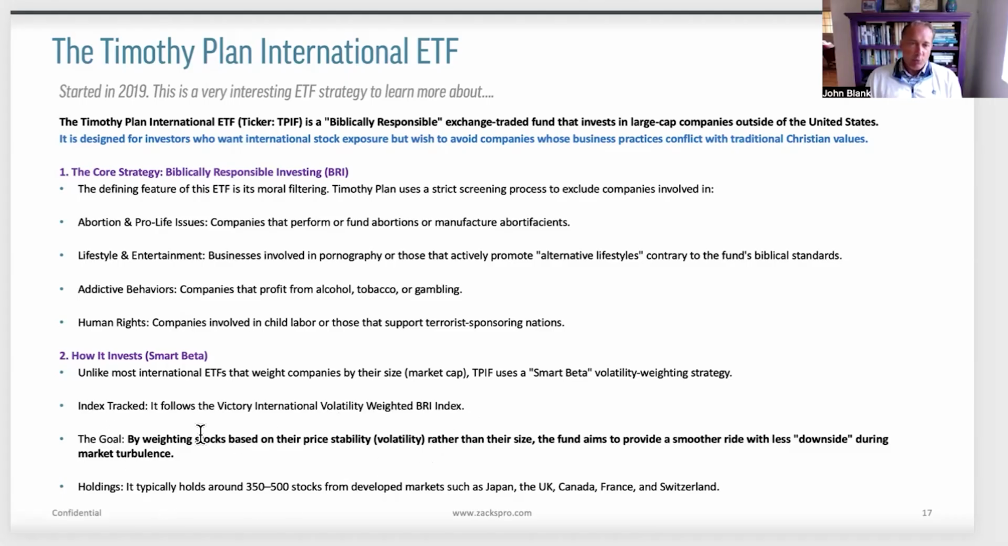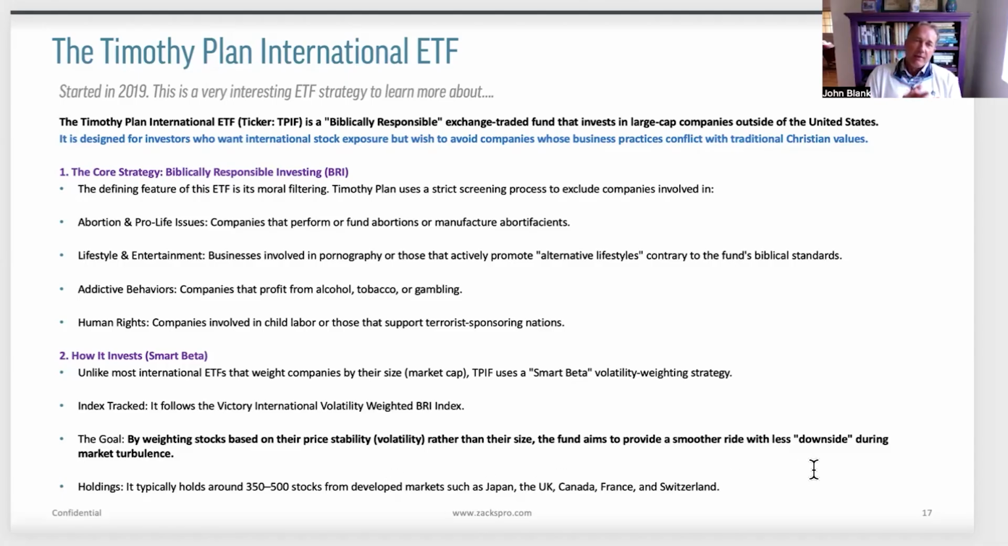So smart beta means weighting the Victory International Volatility Weighted Index, which basically weights stocks on their price stability rather than their size. So it's a smoother ride with less downside during turbulence. This is a big issue, volatility in the international market, and they're taking advantage of it, using this volatility-based approach to lower the volatility. Now you have 350 to 500 stocks across developed markets, Japan, the UK, Canada, France, and Switzerland.